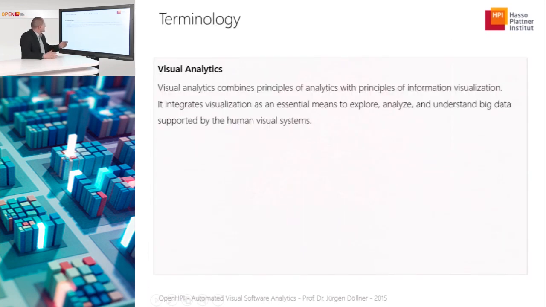Some terminology. Visual analytics combines principles of analytics with principles of information visualization. It integrates visualization as an essential means to explore, analyze, and understand big data, and all this supported by the human visual system.